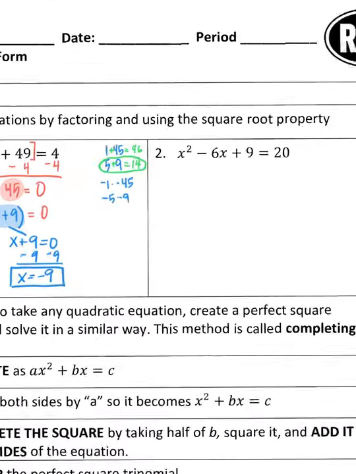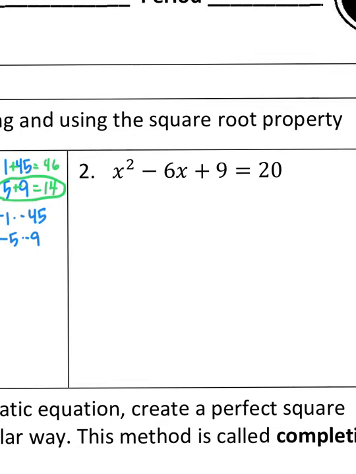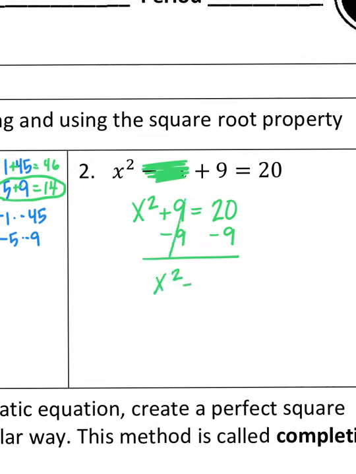Okay, for this one, I'm going to change this. We're going to go ahead and we're going to cross out this -6x. So I'm going to rewrite this to be x squared plus 9 equals 20. Okay, we're going to do what we did on it. We're going to solve by square roots. So in order to do that, I need to get my x squared by itself. So I'm going to subtract 9, and I get x squared equals 11.